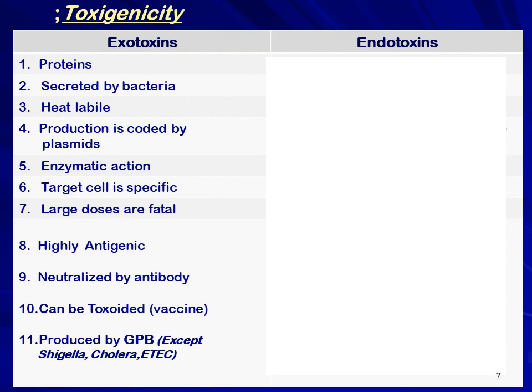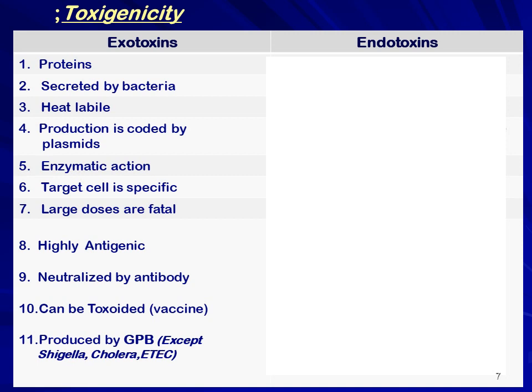And some of the bacteria can produce toxins, and these toxins are responsible for their pathogenicity. There are two types of toxins produced by bacteria. One type of toxins is known as exotoxins. The other type of toxins is known as endotoxins. Let us look at the differences or properties of these exotoxins as well as endotoxins.